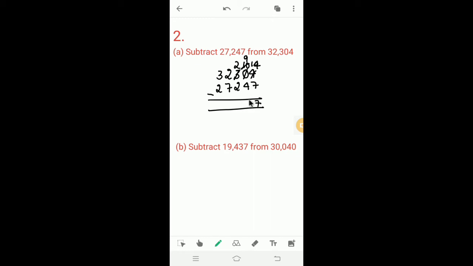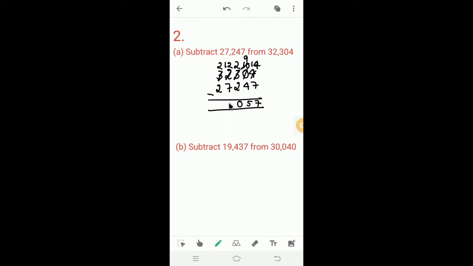9 minus 4 is how much? 9 minus 4 is 5. 2 minus 2 is 0. 2 minus 7 is possible to subtract? No, it is not possible. So what we have to do? We have to borrow from next number. The next number is 3. If we borrow from 3, then 3 becomes 2, and here 2 becomes 12.